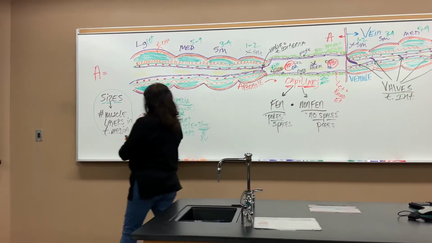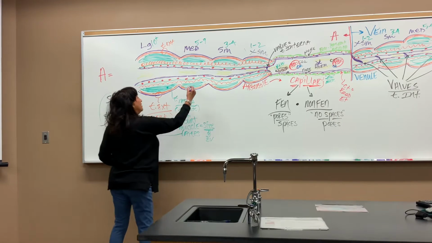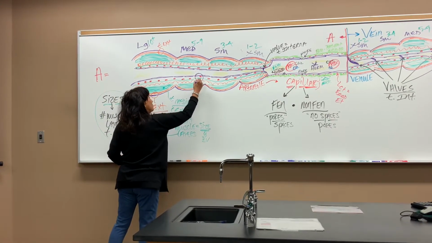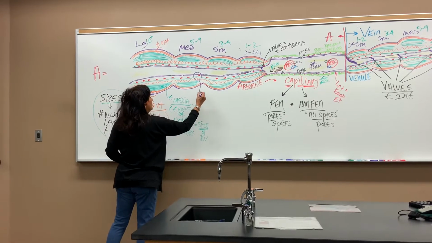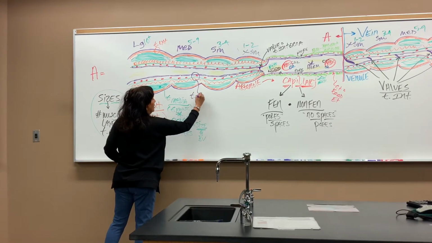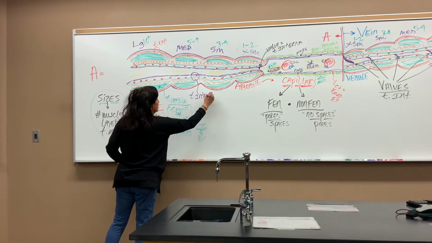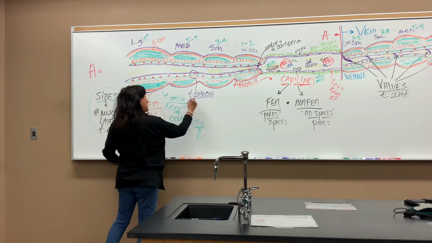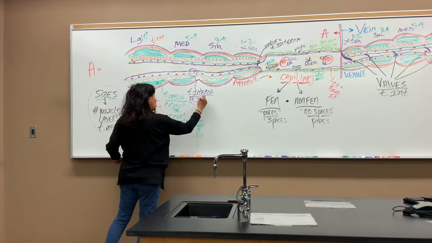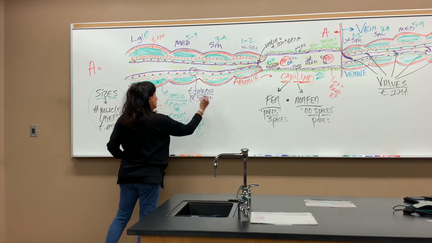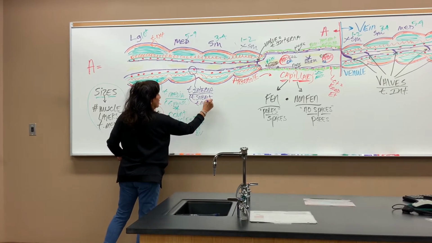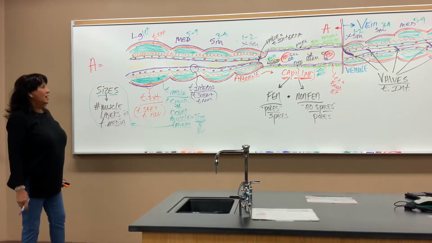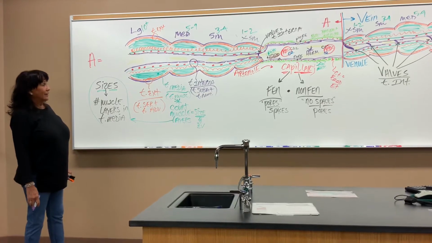The inside tunic right here, I'm going to circle it because it's a big one. This one is going to be called tunica interna. Tunica interna used to be tunica submucosa and tunica mucosa. It still has those layers, but they're hard to see when you look at it on a slide, right?